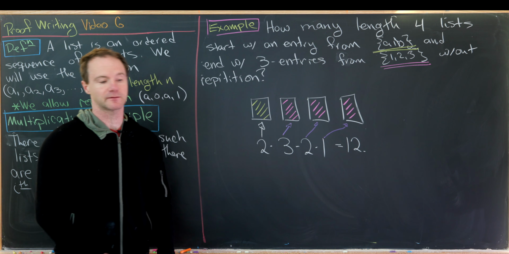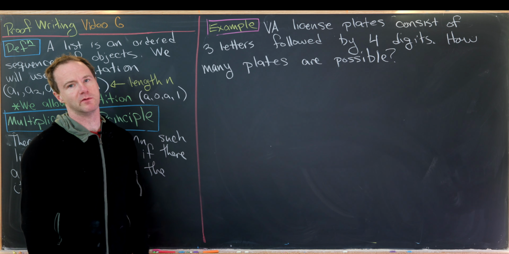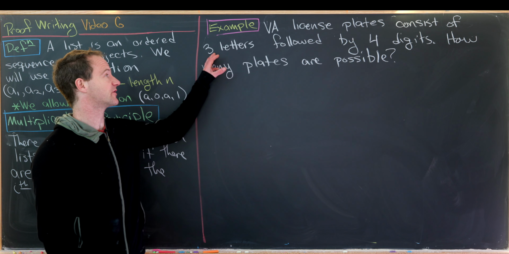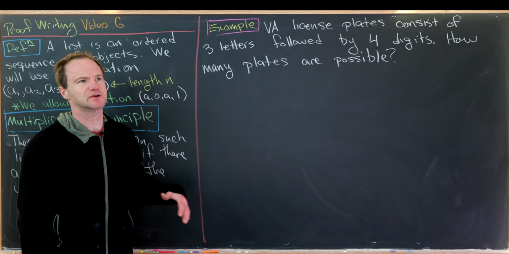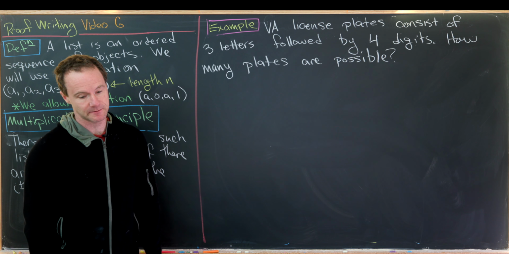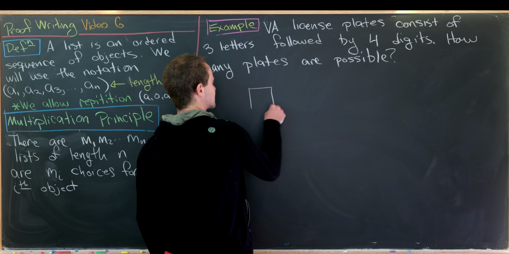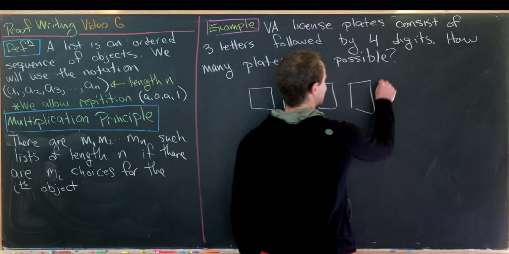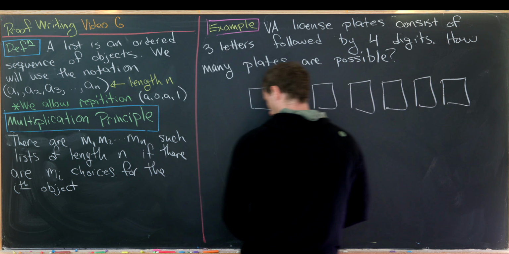Okay, let's do another. So this next question is about license plates from the state where I live at the moment, which is Virginia. So Virginia license plates consist of 3 letters followed by 4 digits. And those digits can be between 0 and 9. Now we'd like to decide how many plates are possible. So I'll use my boxes to indicate choosing letters or numbers. So I need 7 boxes for the 3 letters and then the 4 numbers.